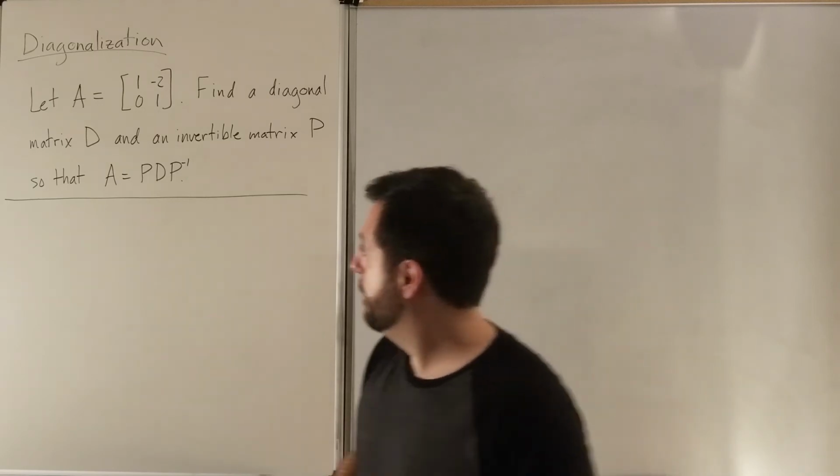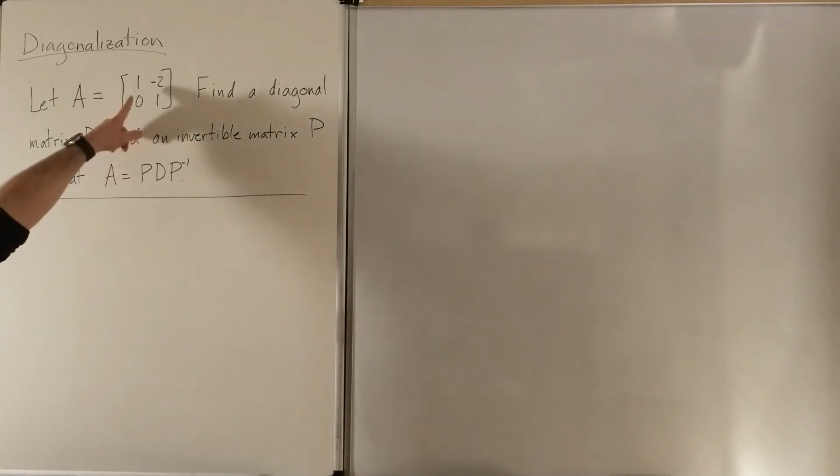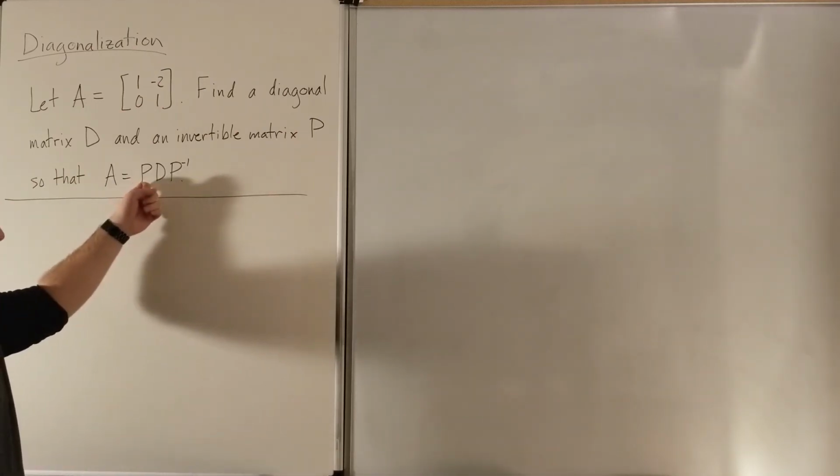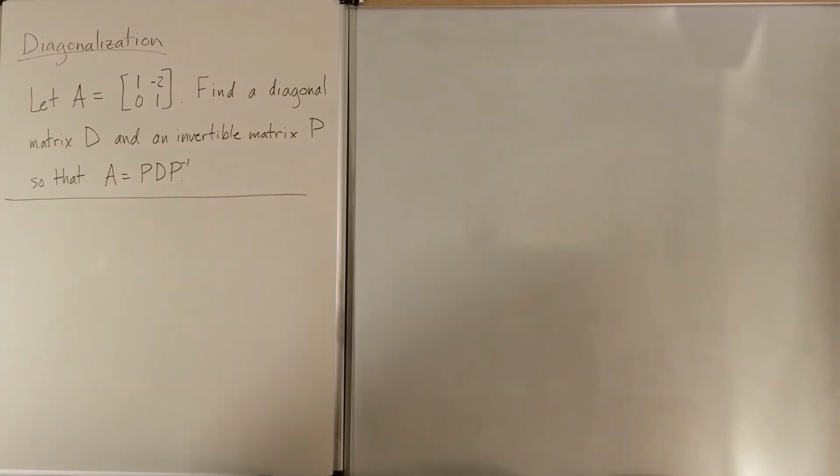Here's another example. So we have this matrix 1, negative 2, 0, 1, and we're going to do the exact same thing with it. We're trying to find the matrices P and D. And the first step is to find the eigenvalues of A.